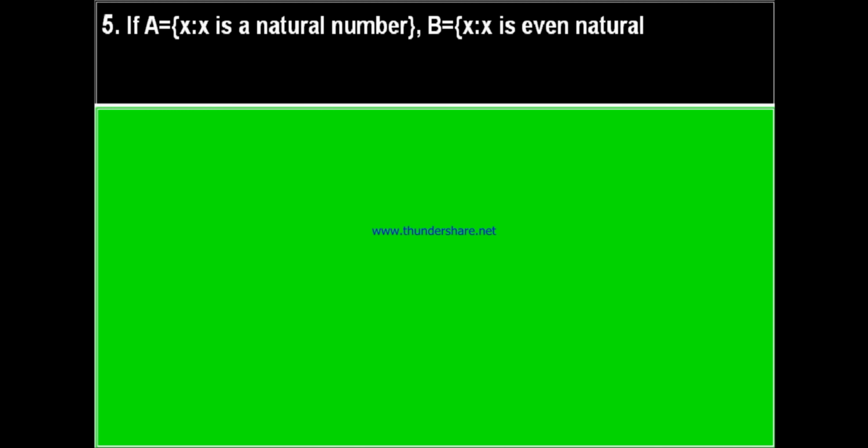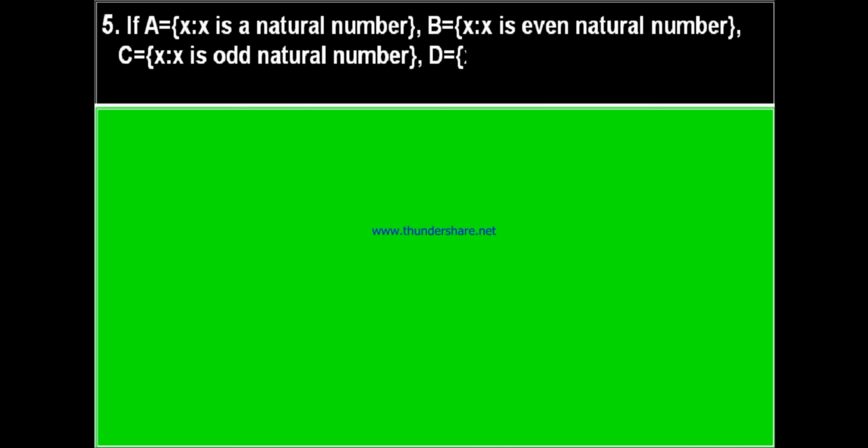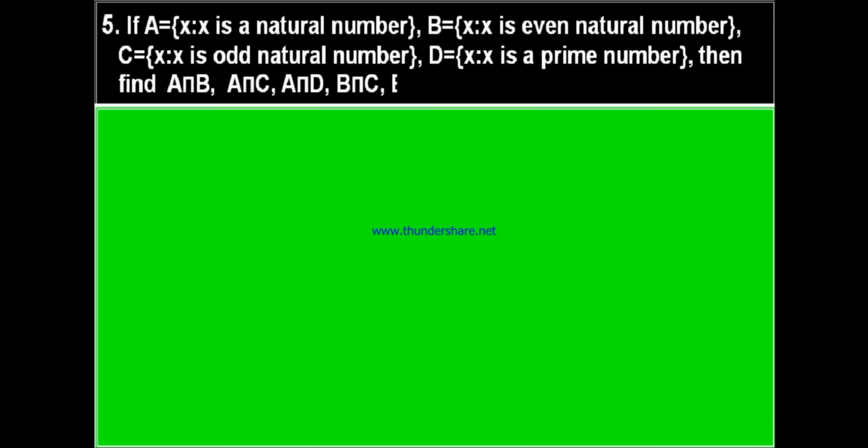Now question number 5. If A is equal to the set of X such that X is a natural number, and B is equal to the set of X such that X is an even natural number, and C is equal to the set of X such that X is an odd natural number, and D is equal to the set of X such that X is a prime number, then find A intersection B, A intersection C, A intersection D, B intersection C, B intersection D and C intersection D. I shall repeat.